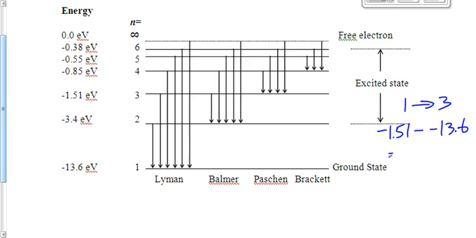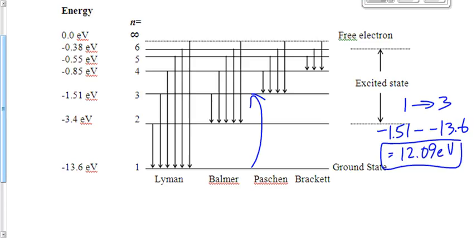positive 12.09 electron volts. I've absorbed, or the atom, the electron, has absorbed 12.09 electron volts to cause this transition to take place. If it gave off 12.09, it would have caused this transition to take place, emitting a photon instead of absorbing a photon.